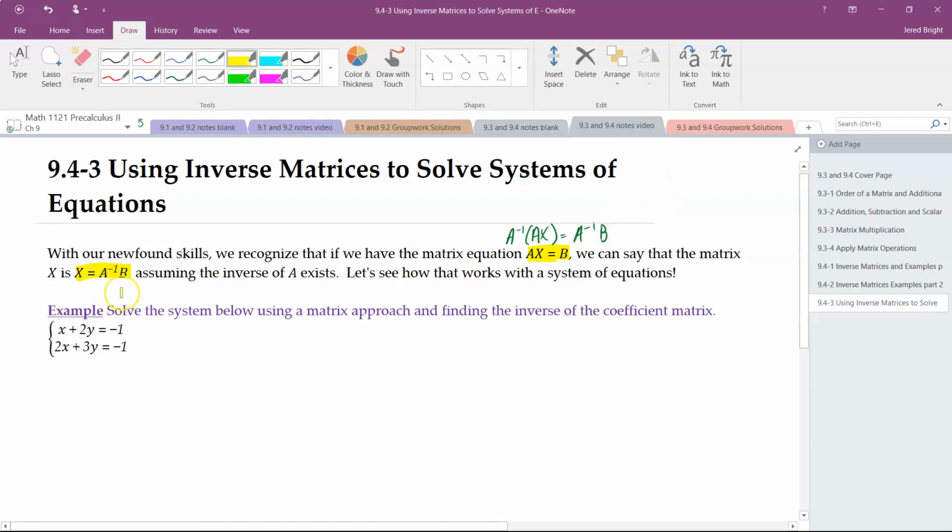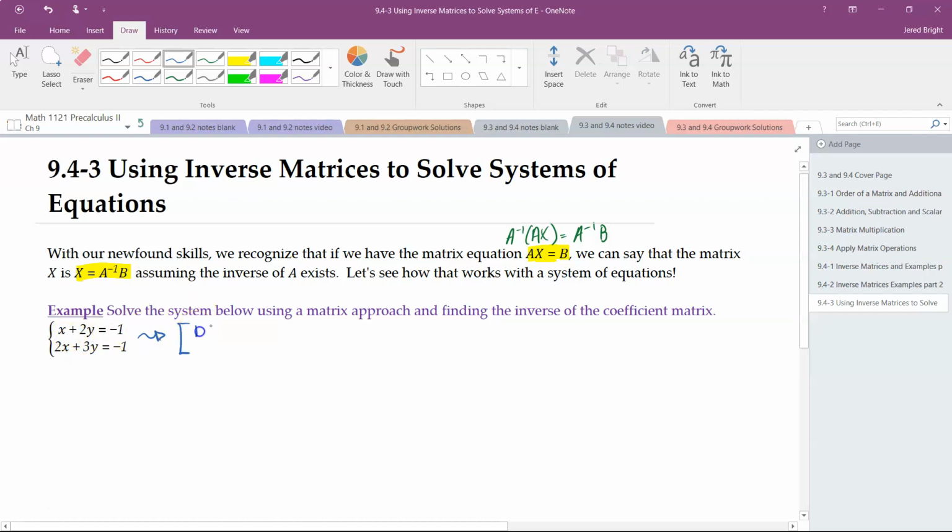So in order to solve this system, we need to represent it in matrix form, and then use this idea of matrix inverse to finish it off. But the question is, how do we translate this into that AX equals B form?